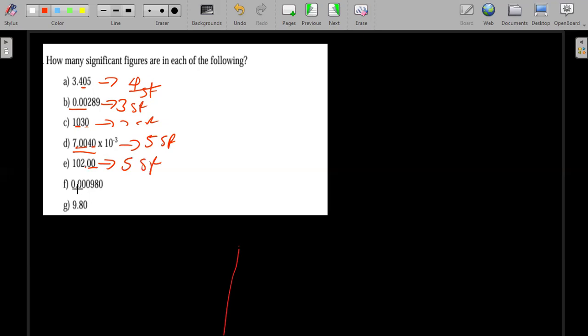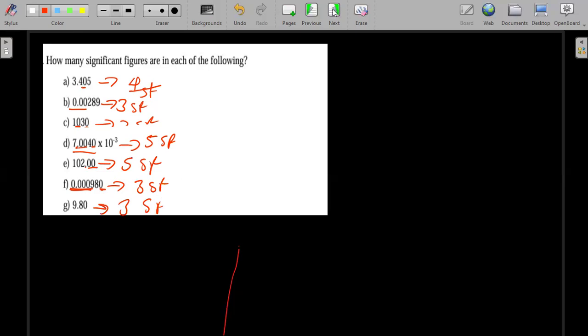Okay, so this one, these are leading zeros. We've made mention that leading zeros are never significant. Then we have a trailing 0. That trailing 0 is at the end, and it's after a decimal point. So in that case, it's going to be significant. So we have 3 significant figures. True. Okay. Then here, how many are we having? The last one? 3. Good. Okay, 3 significant figures.